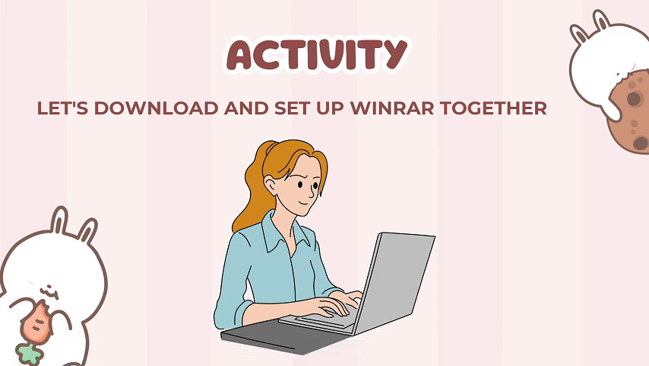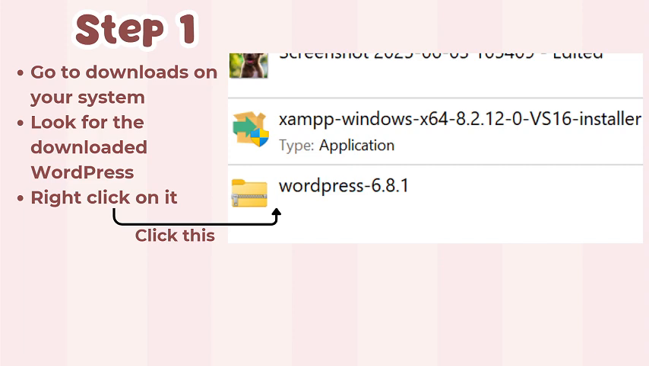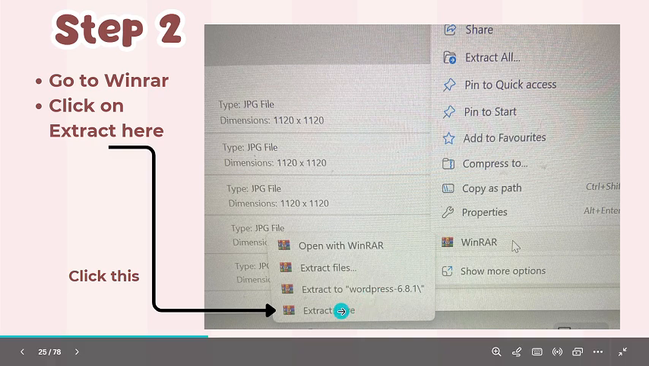So we've already seen how to download this, so let's use these tools together. First off, you go to downloads on your system. You look for the downloaded WordPress. You right click on it. Then once you right click on it, this message will come out. You go to this WinRAR option here, then click on extract here.